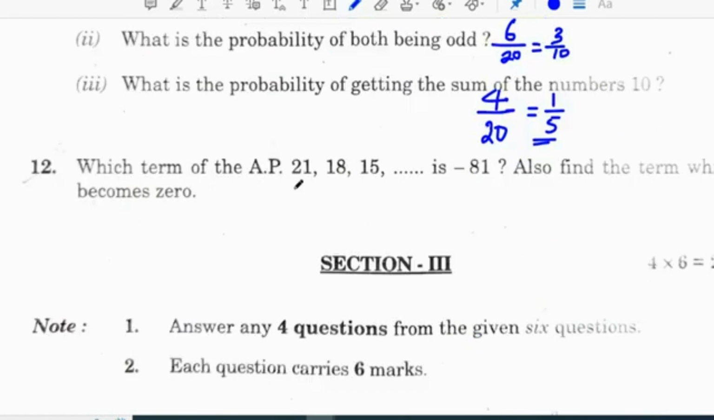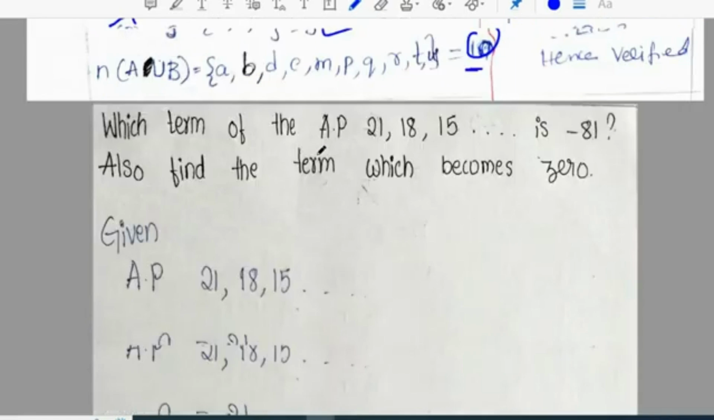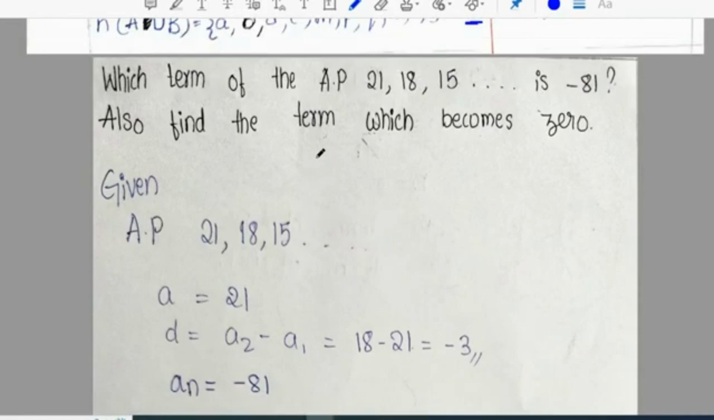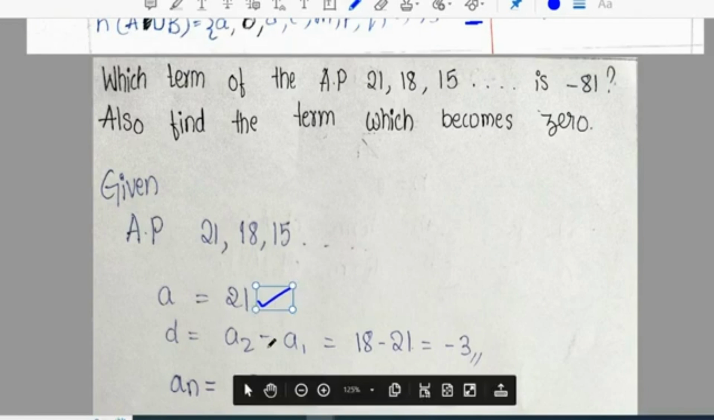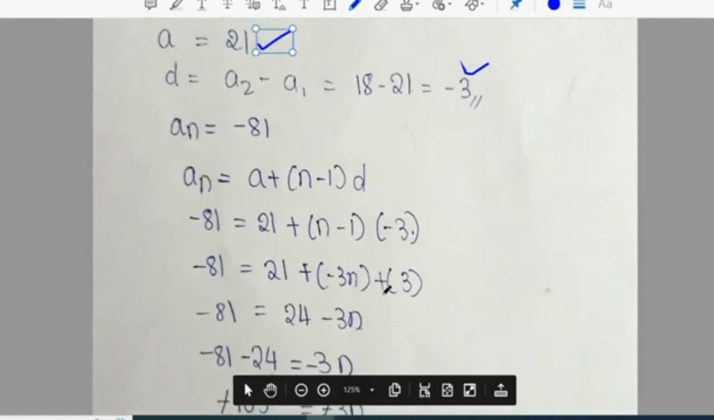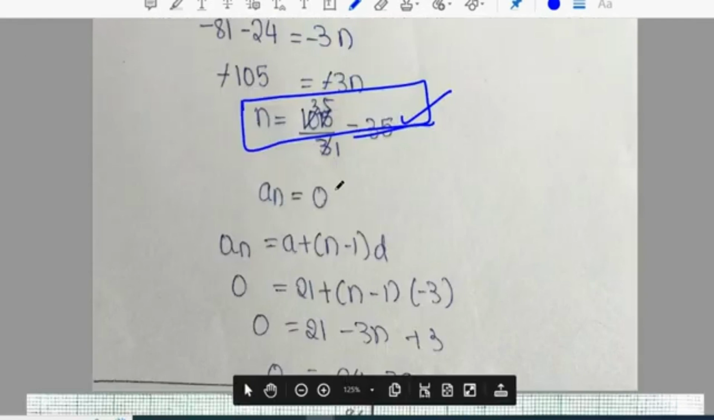12th question: which term of the AP 21, 18, 15 and so on is minus 81? Also find the term which becomes 0. Given AP is 21, 18, 15 and so on. Clearly A, the first term, is 21, D is A2 minus A1, which is minus 3, and AN is minus 81. So we will apply the nth term formula. Also asked an is equal to 0, 3n is equal to 24, n is equal to 24 by 3, which is 8.